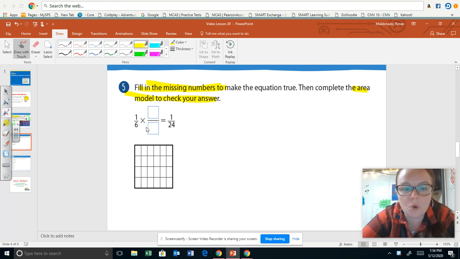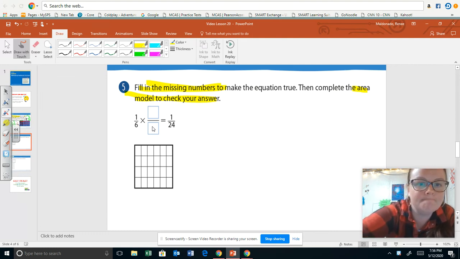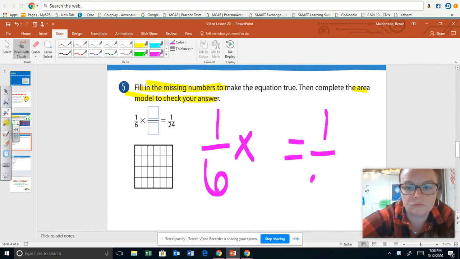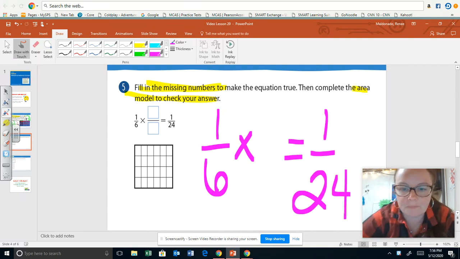So I need to figure out 1/6 times something will give me 1/24. I'm going to write a little bigger. I like this color. Okay. So I think 6 times something gives me 24. All right. If I skip count by 6s, some of you still have a hard time with your multiplication facts. So again, if you need to make a multiple tower on the side, take a minute and do that.